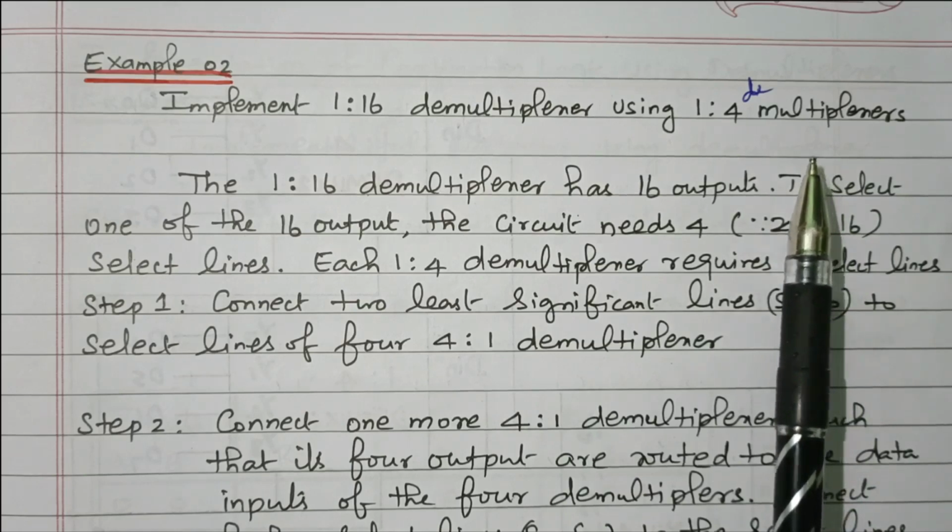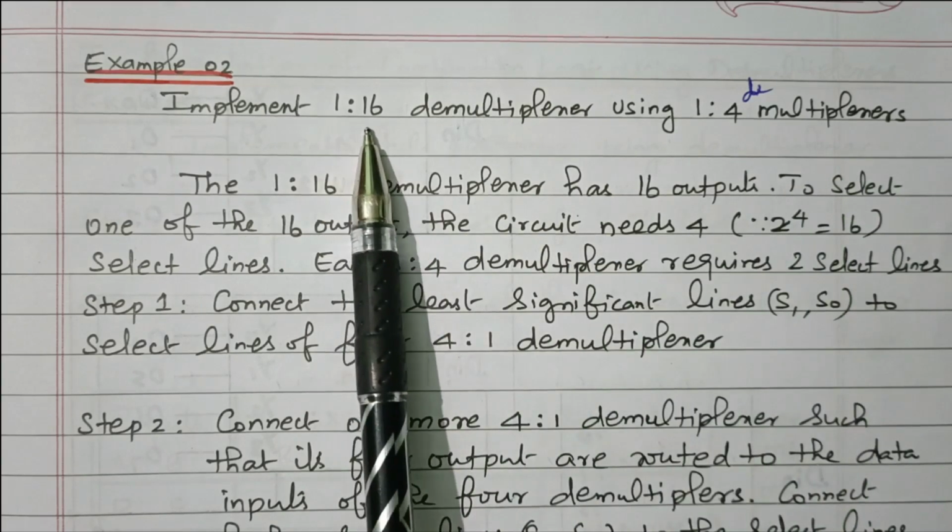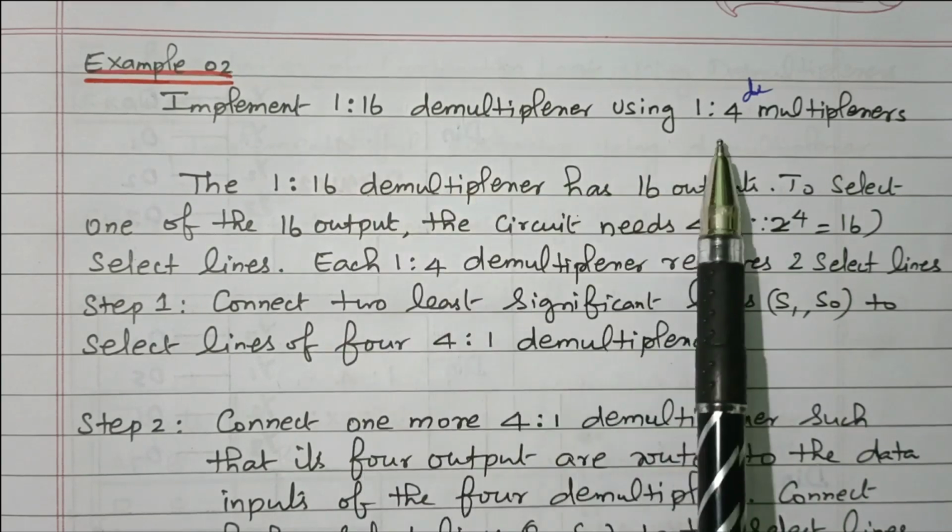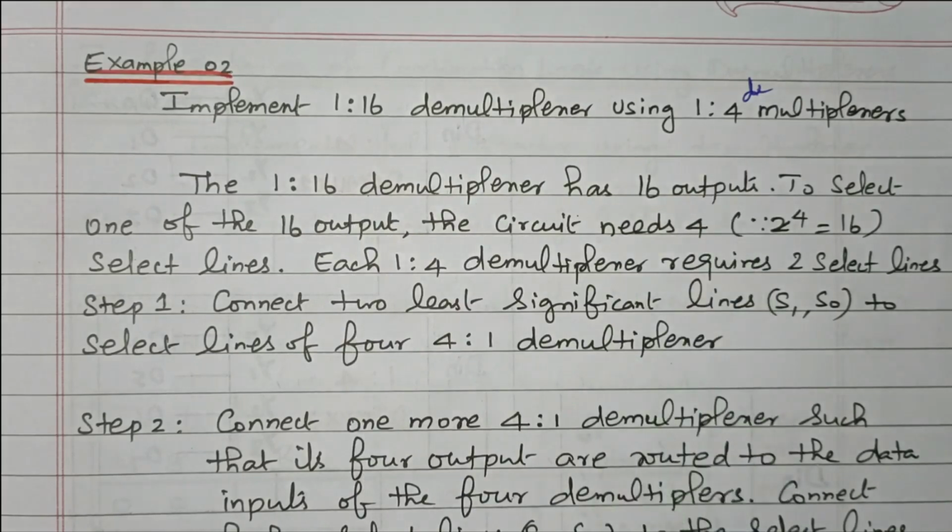Now we'll go to the topic. We need to implement a 1:16 demultiplexer using 1:4 demultiplexers.